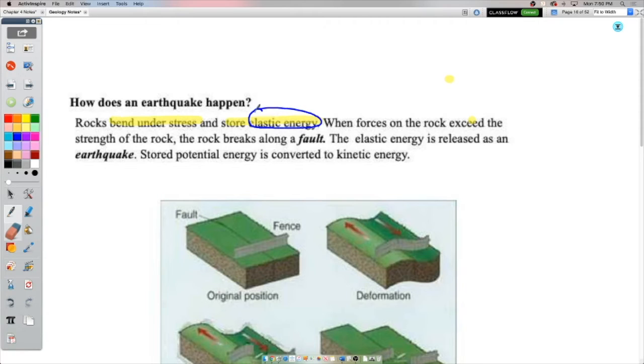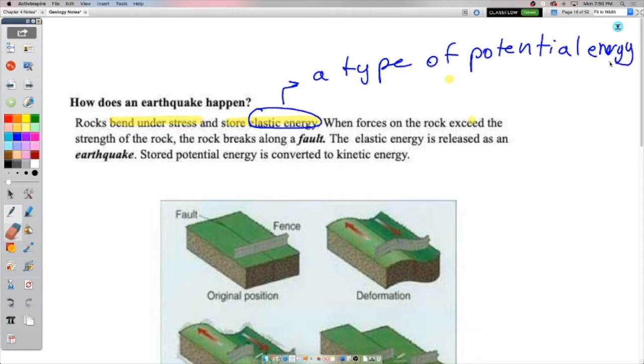In Science 10, you learned about potential energy from gravity, right? So that's if I lift something up, I give it potential energy, because now if I drop it, it's going to start moving and it'll get kinetic energy. It's actually the same. So elastic energy is a type of potential energy, which I just think of as stored energy. It's like motion waiting to happen, right?